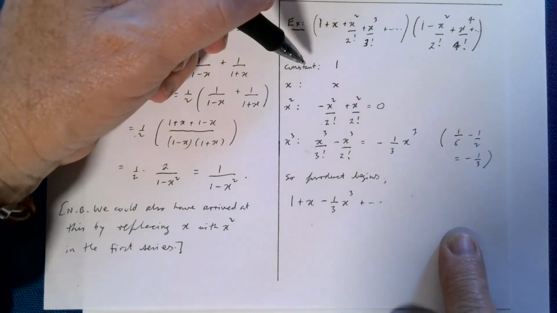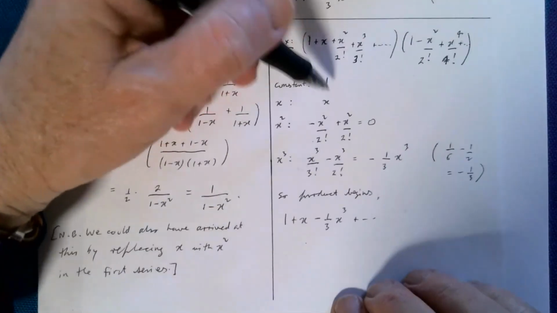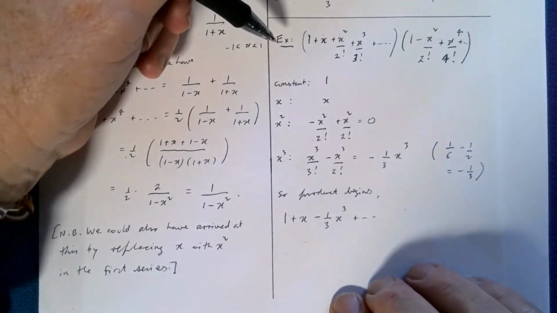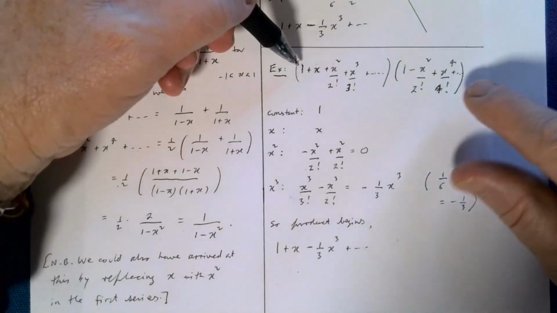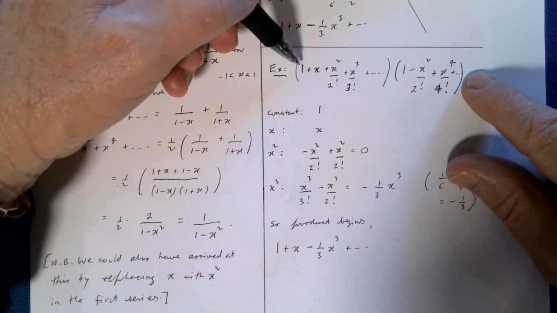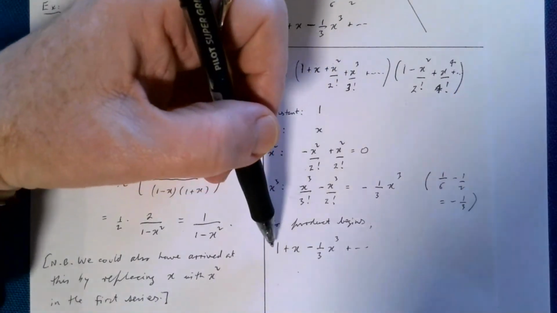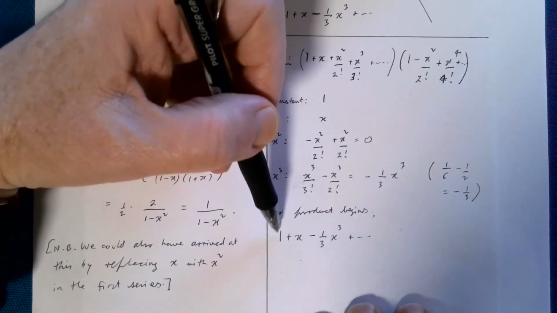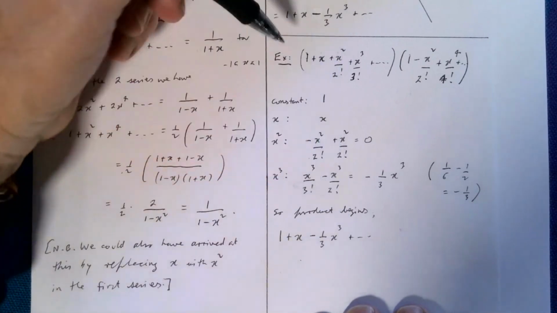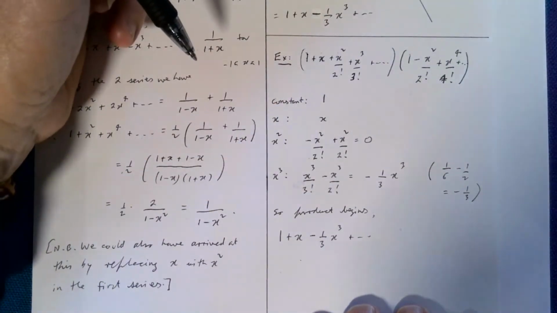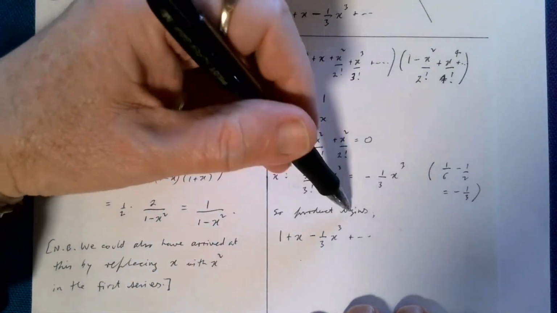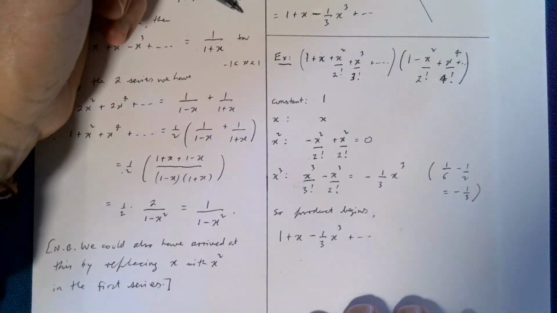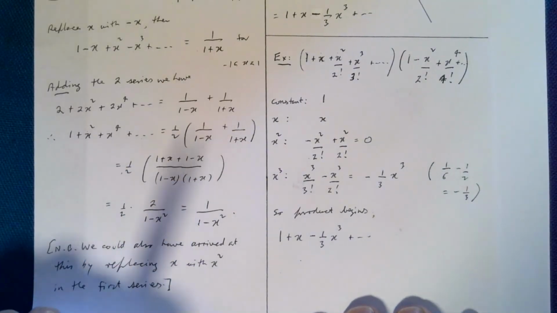Well, it only asks us for the first 3 terms, and I've now got 3 non-zero terms, so that will do. So if I were to take this and expand it all out, then the product will begin like this. The first 3 terms will be 1 plus x minus a third x cubed, and then plus dot dot dot. There'll be lots of other terms. We're only finding the first few.